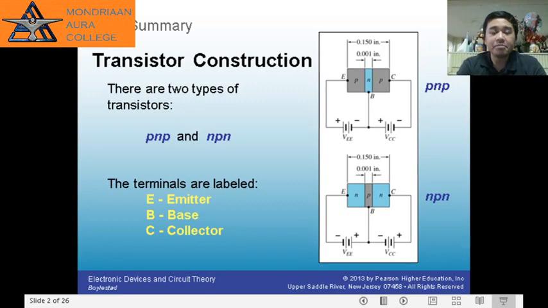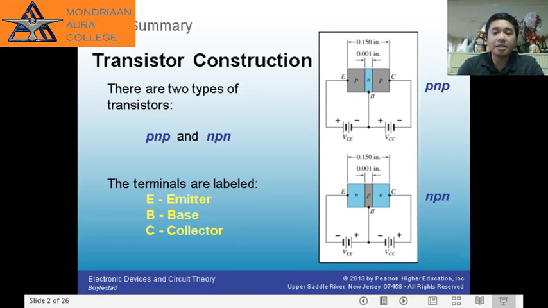Ang BJT has three terminals or three layers. The first one, itong letter E na to, it stands for emitter. And then B stands for base and C stands for collector. Okay? So those three terminals have different layers. Those three layers also have different doping levels.